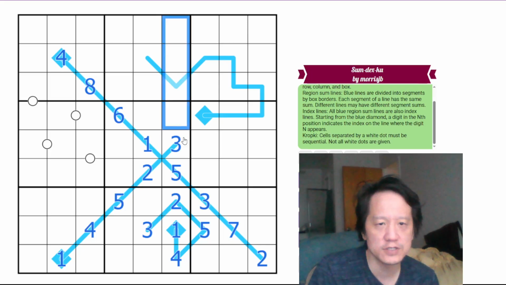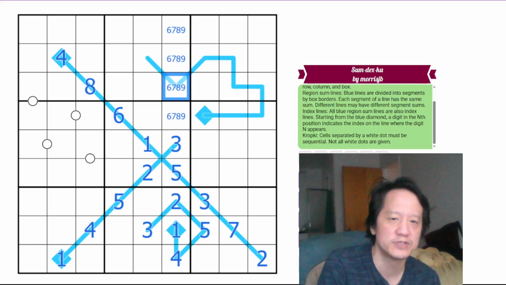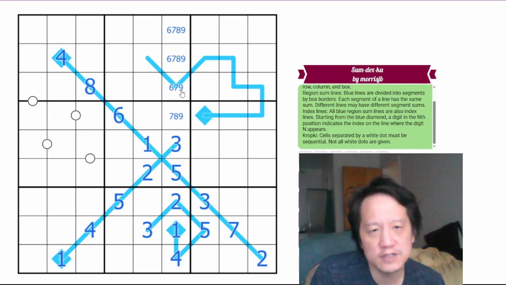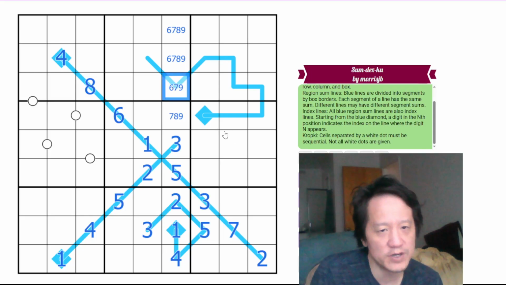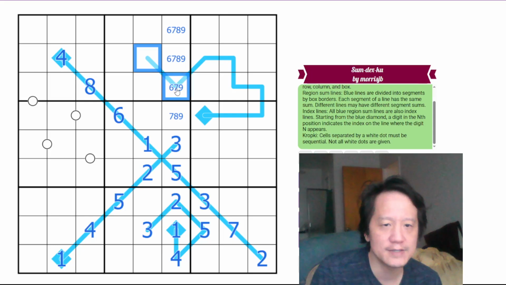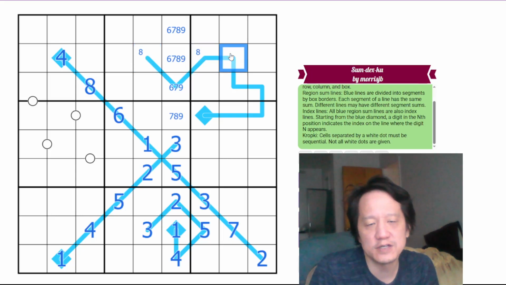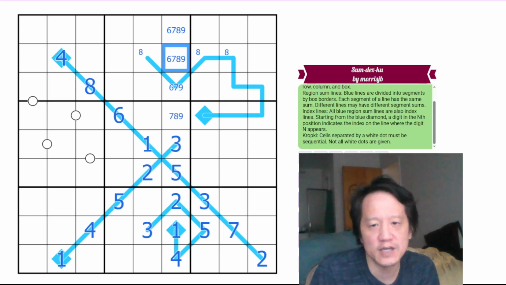So these digits have to be 6, 7, 8, 9 in the rest of column 6. This can't be 6, this can't be 8. This digit must be that, so this is 1, 2, 3, 4, 5, 6, 7, 8th position. So 8 on here must be either in the 6th, 7th, or 9th position. So the 8 on this index line is one of those 3, which eliminates 8 here.